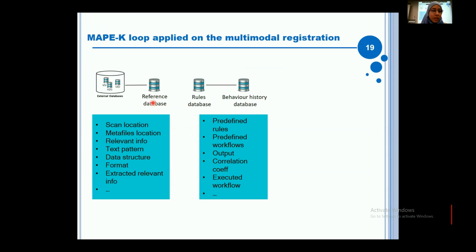So the data layer, in our case study, is composed of a reference database containing the information about the structure of the data and how this data is stored in each external database. It is also composed of a rules database and the behavior history database connected to each other to store the behavior of the system and the information about the executed registration process.